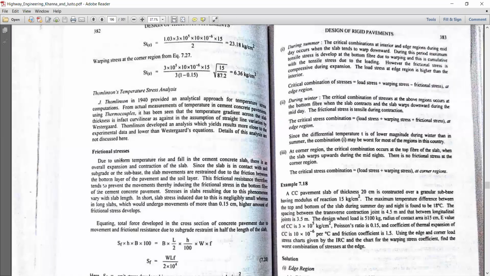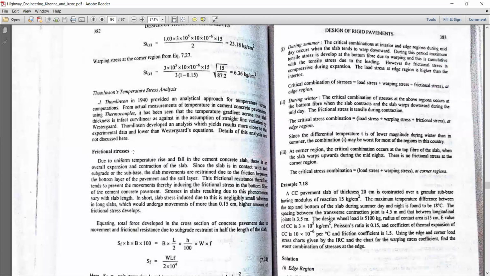In our yesterday class, we discussed temperature stress, frictional stress and warping stress. As per the Westergaard equation, he has given three equations for normal stress calculation and three equations for warping stress calculation. In our previous class, we discussed and solved one numerical for warping stress. And now, moving to the frictional stress.